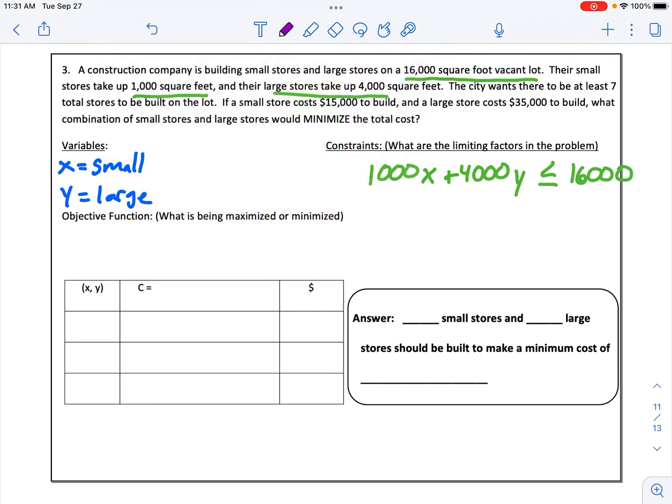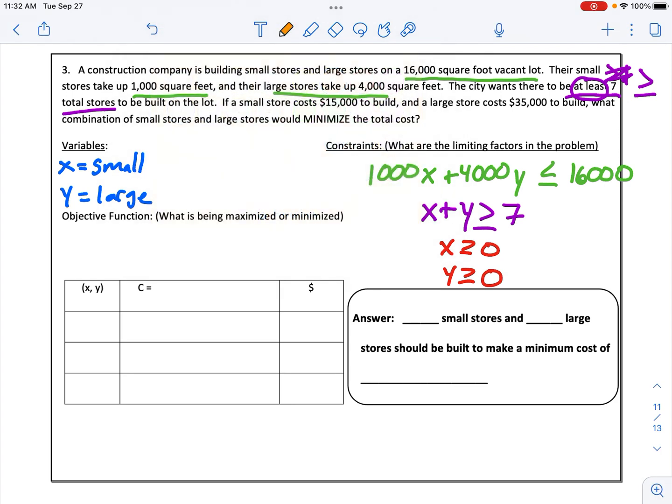Next sentence, the city wants there to be at least 7 total stores to be built on the lot. So adding small and large together, X plus Y should be at least 7. So at least means greater than or equal to. Whenever you see the words at least, it's going to be greater than or equal to. So greater than or equal to 7. And then once again, we don't want to have negative stores. So X should be greater than or equal to 0, and Y should be greater than or equal to 0.